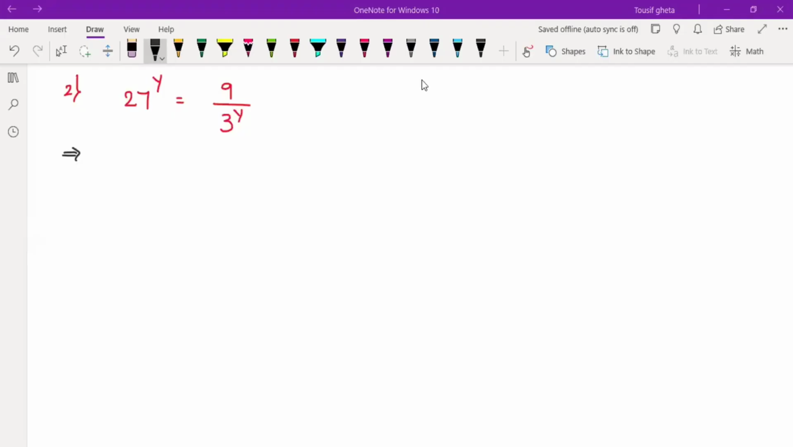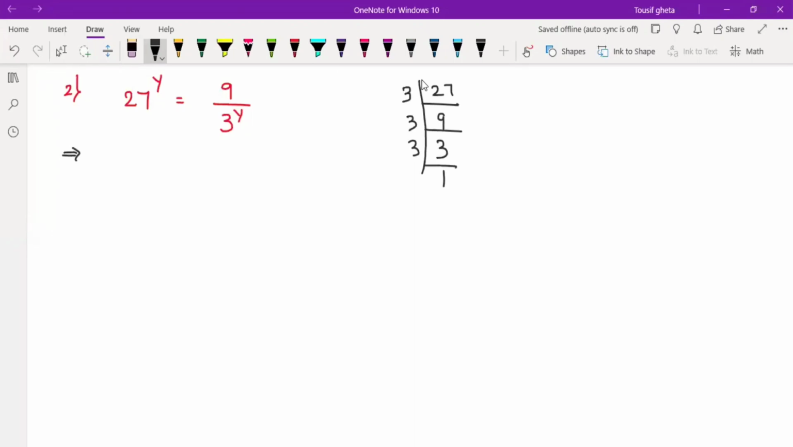So let us go with the second one. As you can see, 27 to the power of y is equal to 9 by 3 to the power of y. Here we need to find the value of y. So 27 is not a prime number, right? So let us convert it to a prime number. We know 27 is divisible by the factor 3. That is 3 nines and 3 threes are 3 ones.